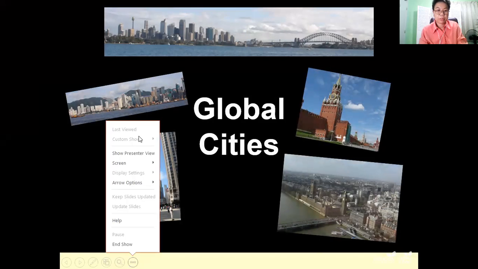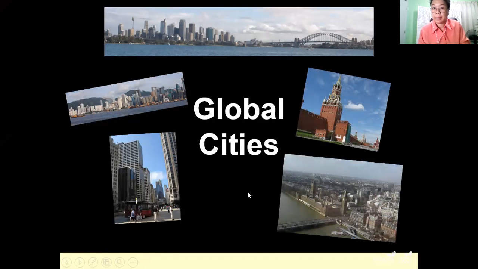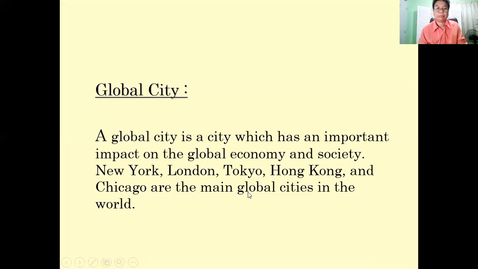So first and foremost, how do you become a global city? A global city is a city which has an important impact on the global economy and society. For example, you have London, Tokyo, Hong Kong, New York, and Chicago, which are the main global cities in the world.